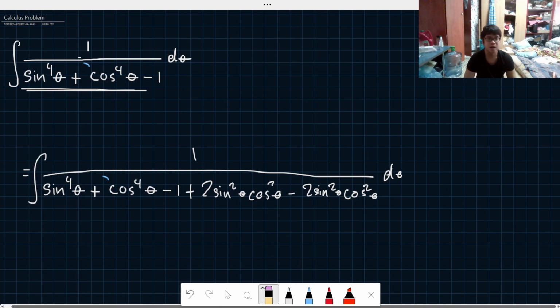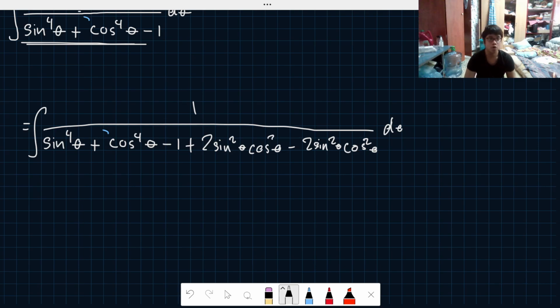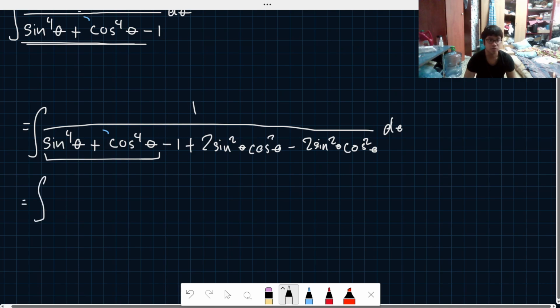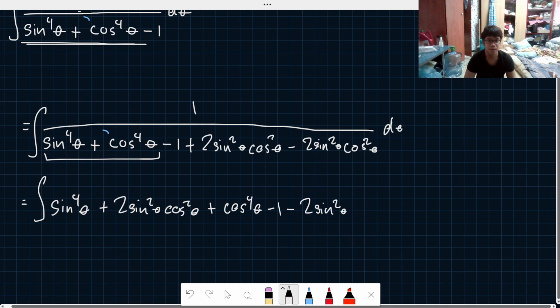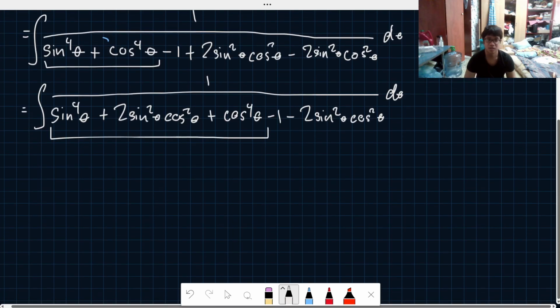Now since I have 2 sine squared theta cosine squared theta, I can group them up with these two. So the result would be sine theta raised to 4 plus 2 sine squared theta cosine squared theta plus cosine theta raised to 4. Then let me just copy the other terms: minus 1 minus 2 sine squared theta cosine squared theta. In this case, I can now convert this group into the square of sine squared theta plus cosine squared theta.